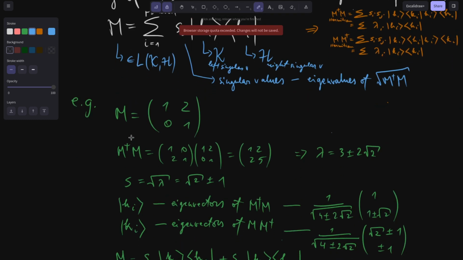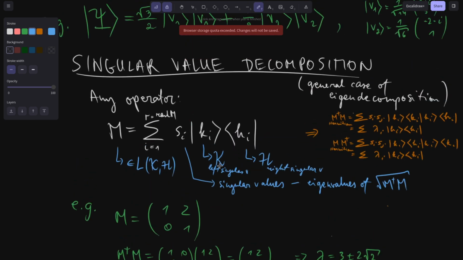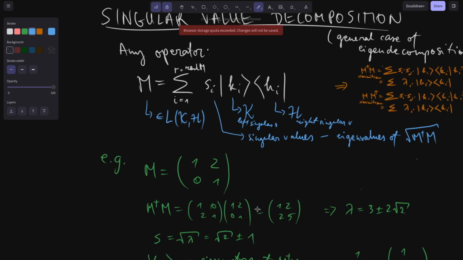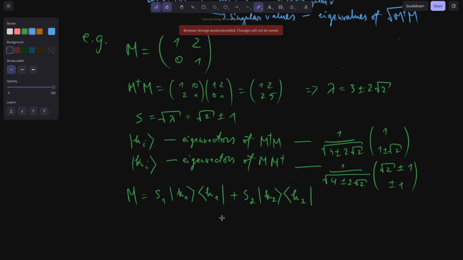So what do we do? We calculate M dagger M, and we get its eigenvalues. And because we have eigenvalues, we can have singular values. We just take the square root of the eigenvalues. And then we can have our eigenvectors, so we have this left singular vector and right singular vector, which is basically the eigenvector of one multiplication and the eigenvector of another multiplication, M dagger M and M M dagger. So we calculate those, and we get our singular value decomposition.